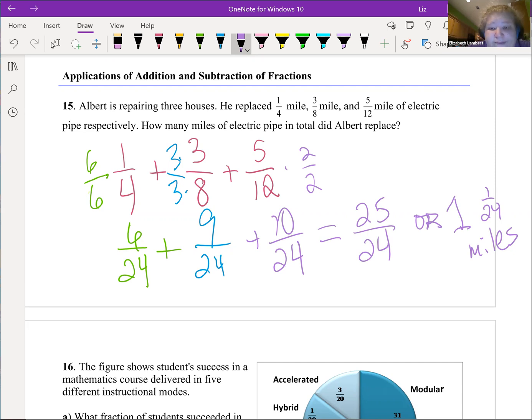All right. So this is what I meant about word problems. Sometimes you answer with the mixed number instead of the improper, because saying 25 24ths is weird. But saying 1 and 1/24 miles, you're like, oh, you did a whole mile and then one little extra bit.